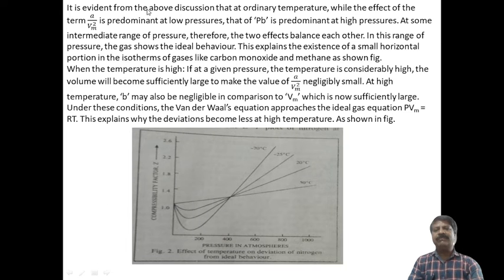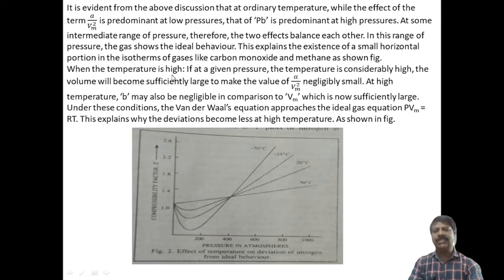It is evident from the above discussion that at ordinary temperature, the term A divided by Vm square is predominant at low pressure. At very low pressure it is the main factor. The term PB is predominant at high pressure. At some intermediate range of pressure, the two effects balance each other. In this range of pressure, the gas shows ideal behavior. This explains the existence of the small horizontal portion in the isotherms of gases like carbon monoxide, methane, etc.